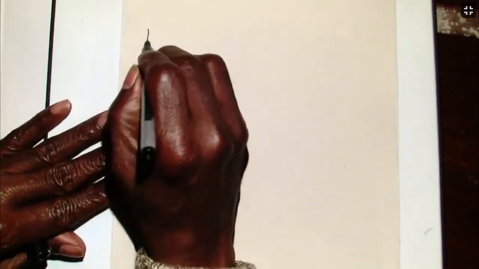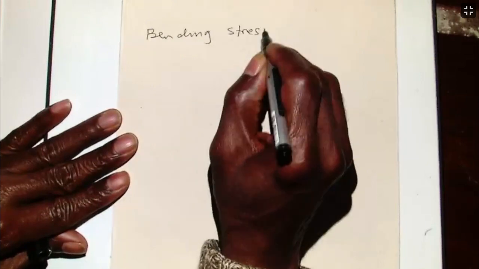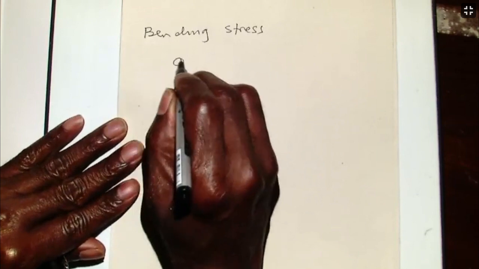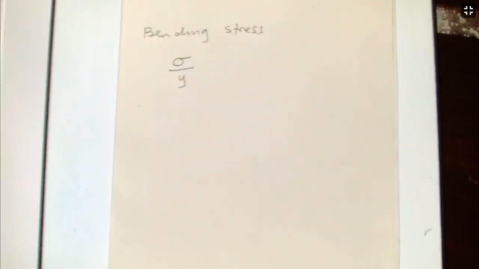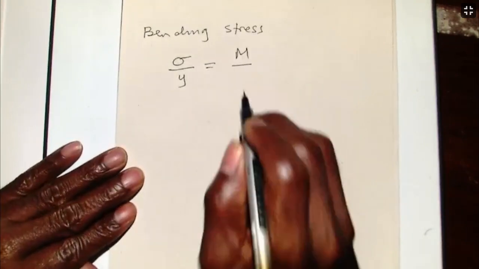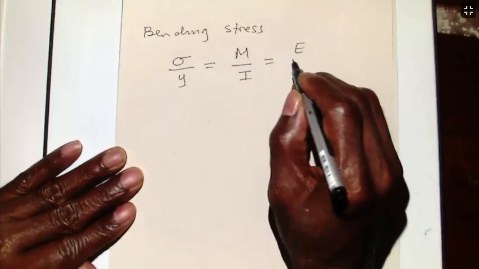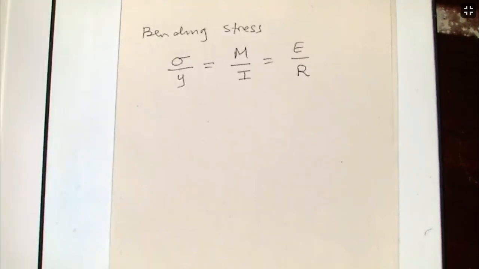So the bending stress at any location in a beam in bending will show that the stress sigma at a distance y from the neutral axis of the beam equals the bending moment at the location, over the second moment of area of the cross section, which equals Young's modulus over the radius of curvature. The radius of curvature determines how much bend you've got in the beam.